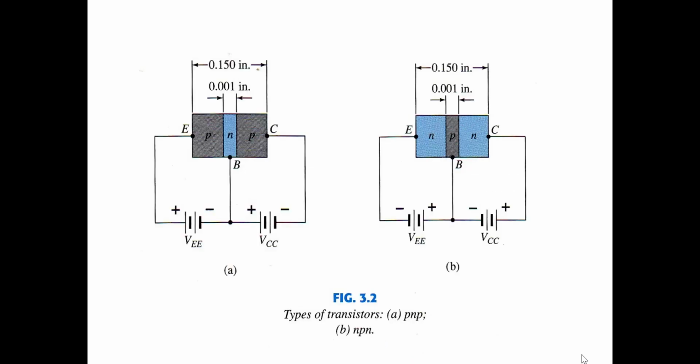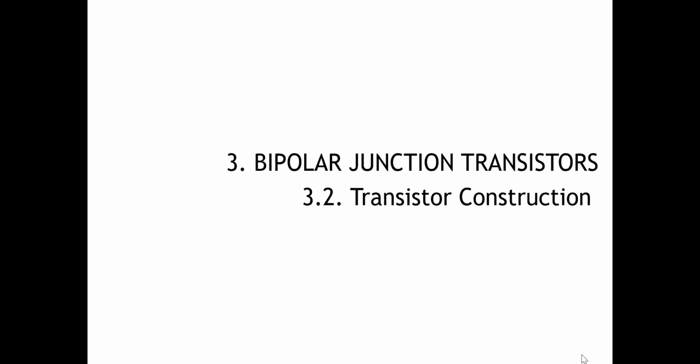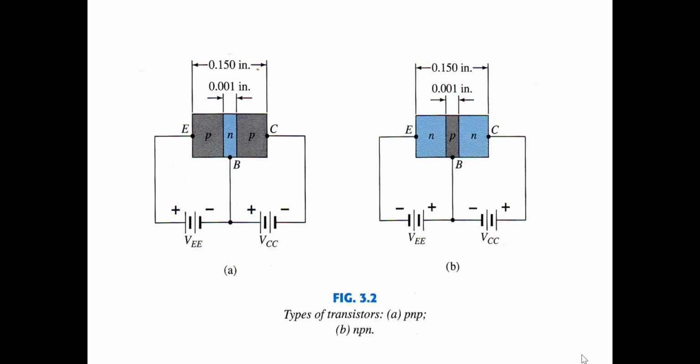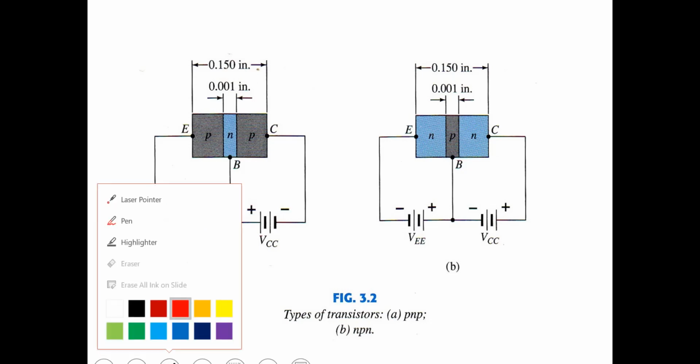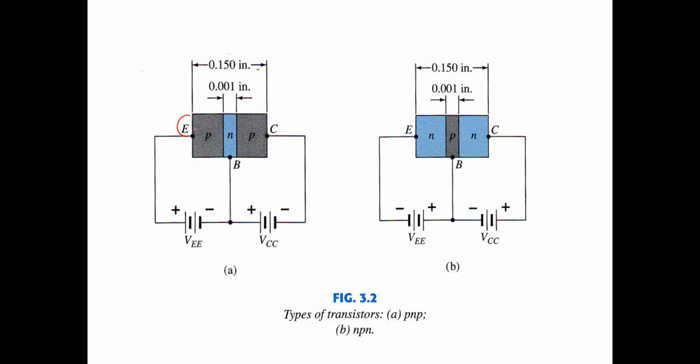Okay, so basically the bipolar junction transistor consists of three terminals: emitter or E, base or B, and collector. This is the emitter, this is the base, and this is the collector. Basically the bipolar junction transistor is designed from diodes, and when we connect two diodes, we get the bipolar junction transistor.